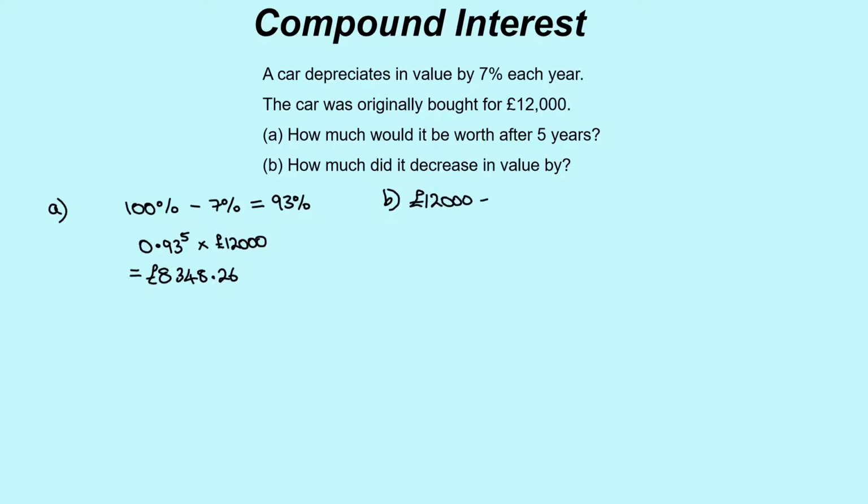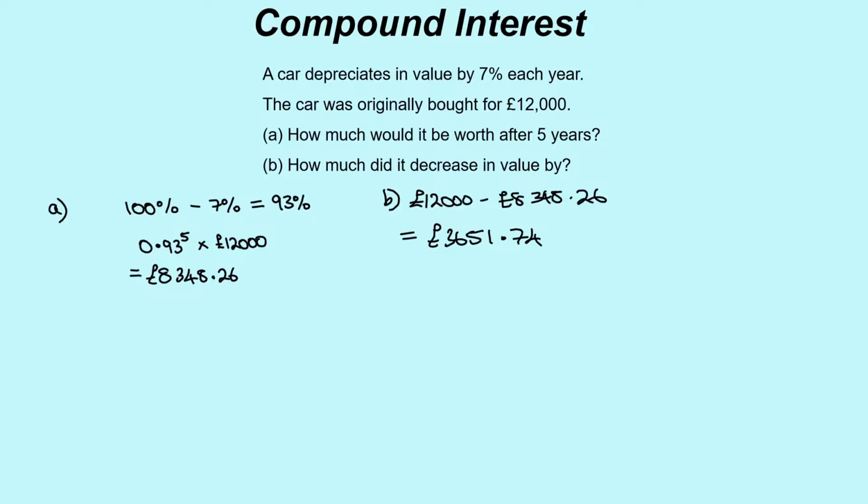12,000 minus the current value, £8,348.26. So again, just type that into your calculator, 12,000 minus 8348.26, and that should give you the answer straight out. That gives you 3651. We'll write this down, 3651 pound 74 pence.